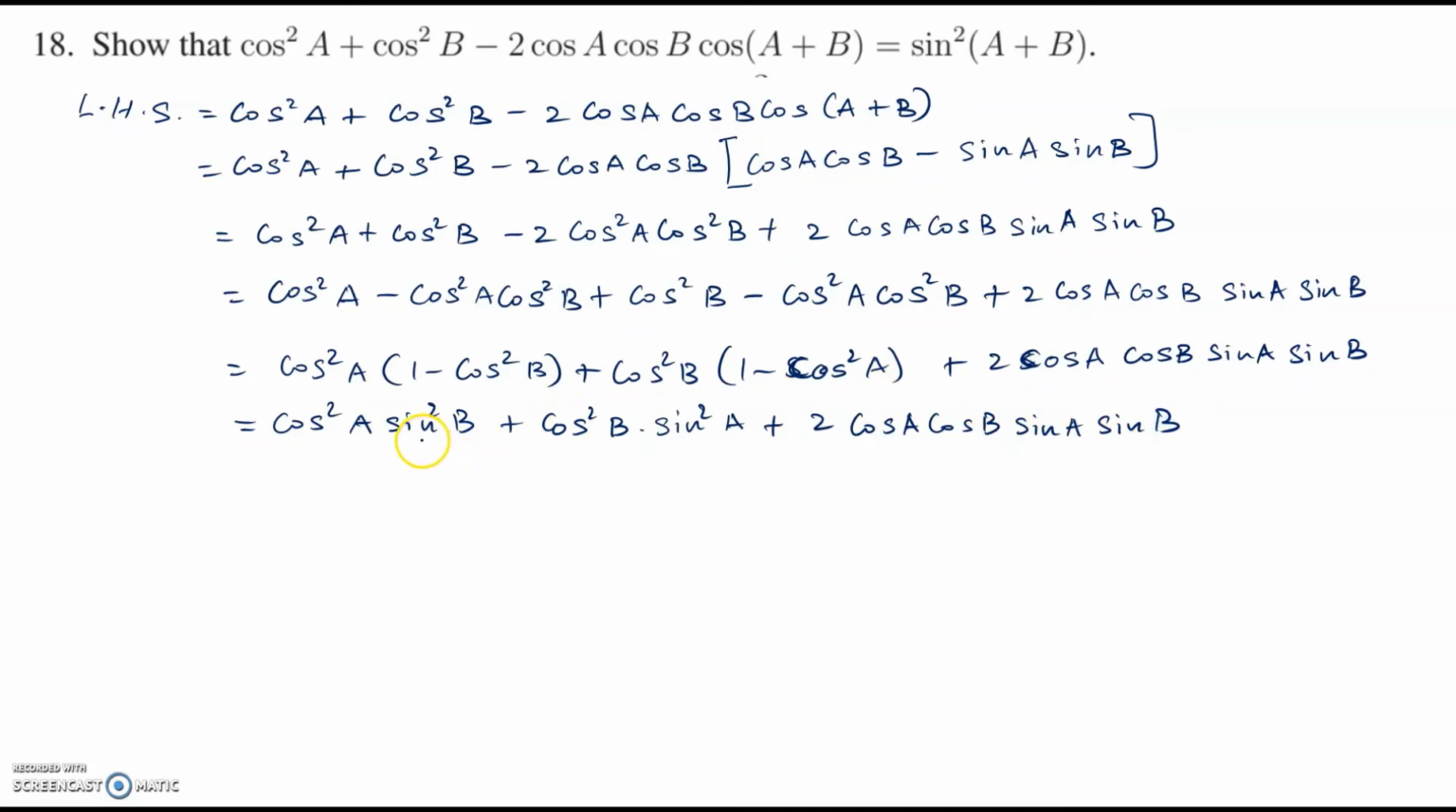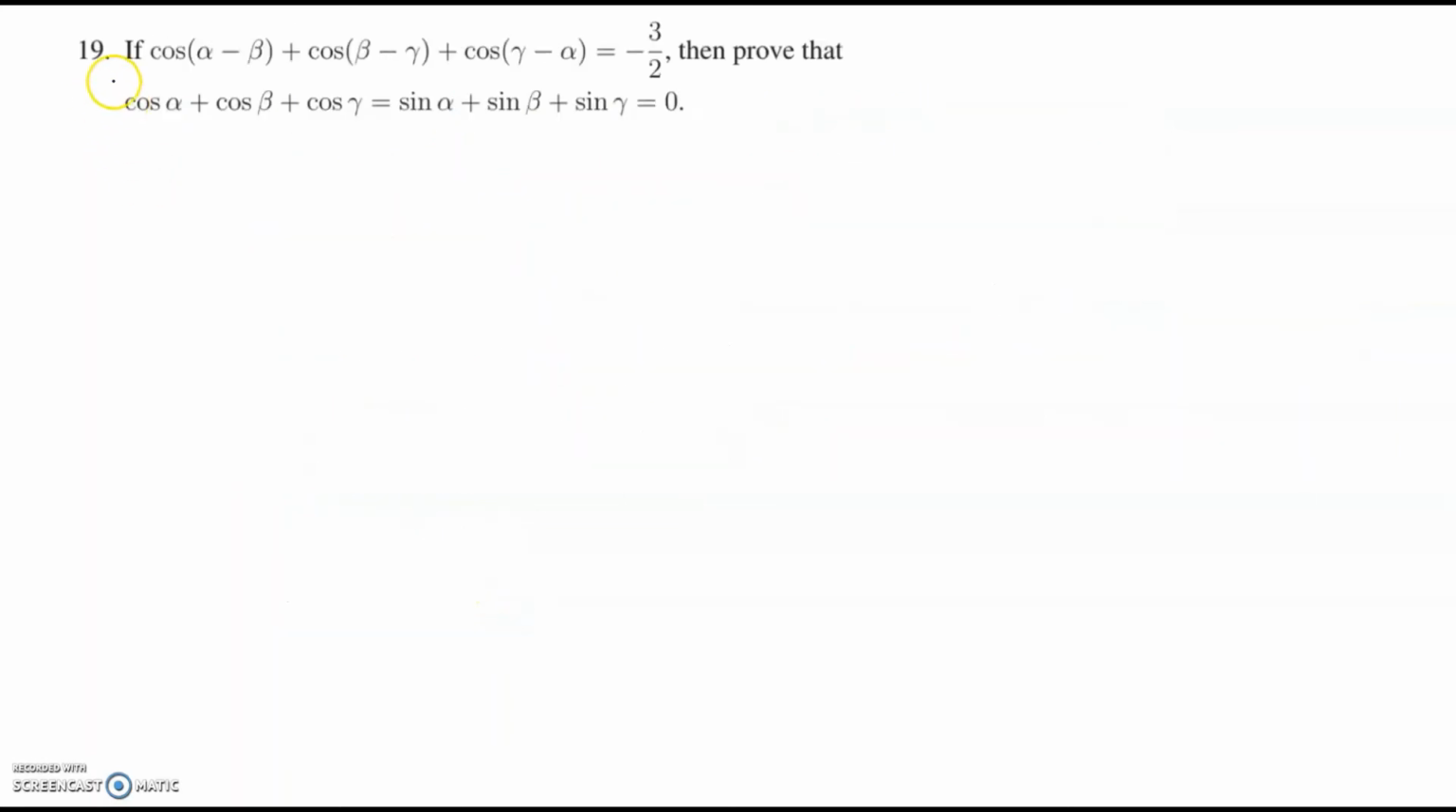This is now in the form of a squared plus b squared plus 2ab. So it's equal to cos A sin B plus cos B sin A, the whole square. Cos A sin B plus cos B sin A is the formula for sin of A plus B. So this is equal to the whole square, which is sin squared of A plus B. That is equal to the RHS, hence the proof. Question number 19.